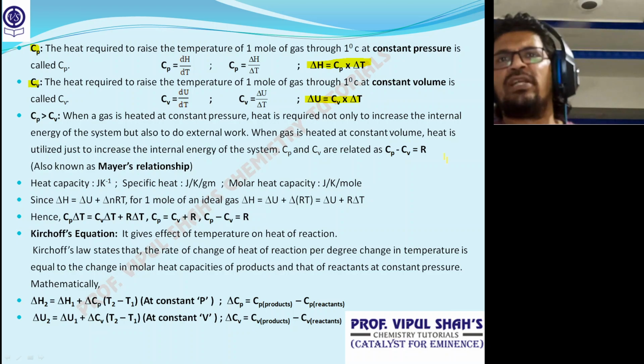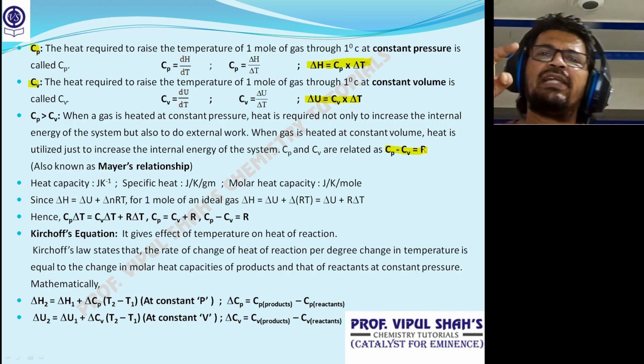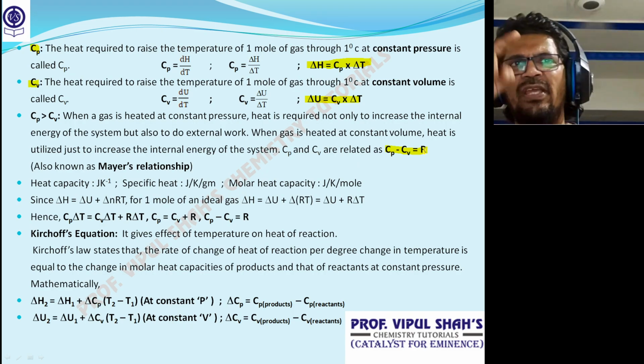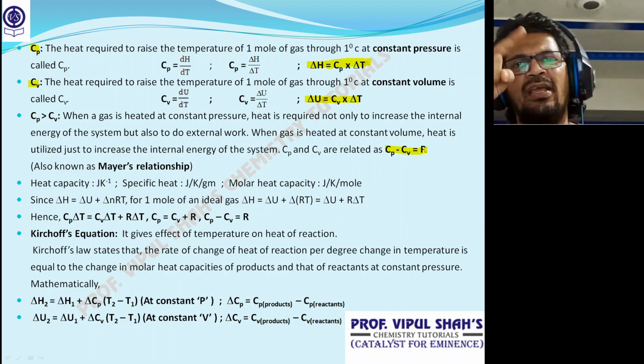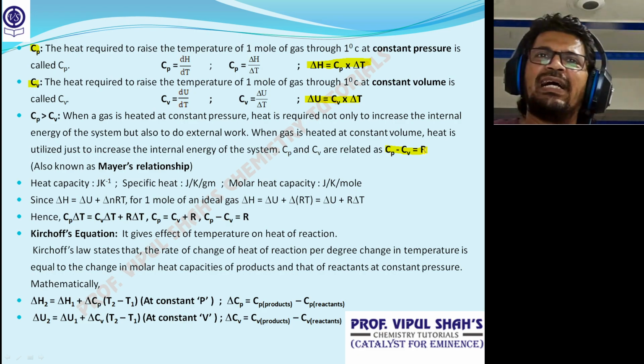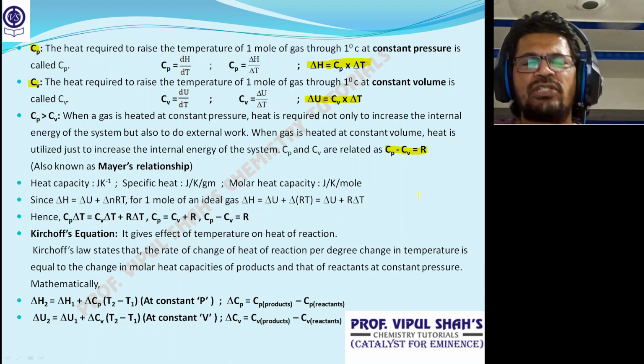Then we have Mayer's relationship: Cp minus Cv is R. This can be explained from the enthalpy change expression. Delta H is delta U plus P delta V, where instead of P delta V, we can have delta nRT, and then equate it with respect to the limits and get the answer. Cp minus Cv is R, where R is the molar gas constant.